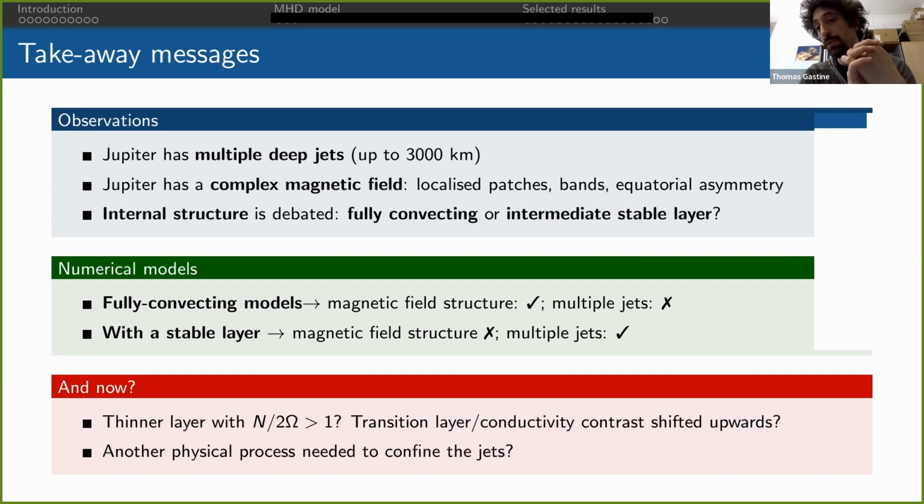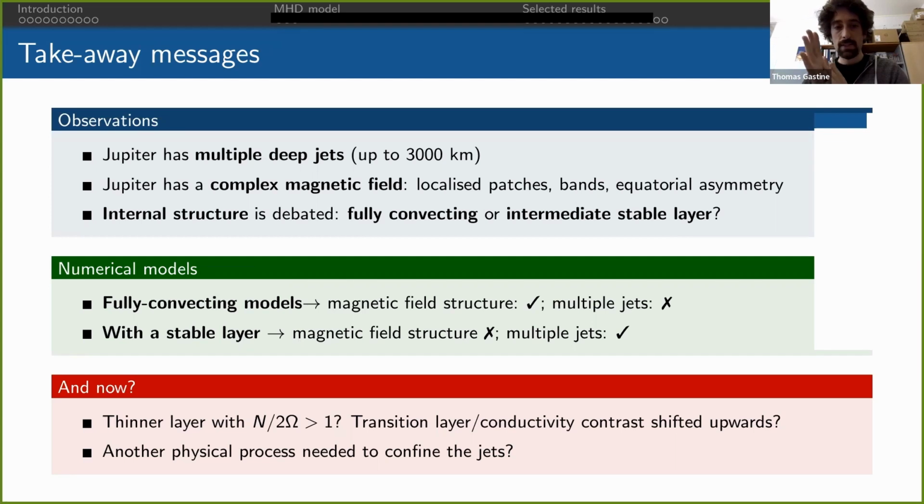We don't really know whether it's fully convecting, or actually we know it's not perfectly fully convecting, but we don't know whether there is helium demixing or not. And so is there kind of an intermediate stable layer, a semi-convecting layer? So the numerical models, if I sum up in two sentences: the global models that are fully convecting produce a decent magnetic field structure that shares some properties that are observed in Jupiter, but they lack any multiple jets. And it's actually quite the opposite in the cases that I just showed you, that incorporate an intermediate stable layer. Then your magnetic field structure is too simplistic, too dipolar, but you start to produce kind of mid-latitude multiple jets.